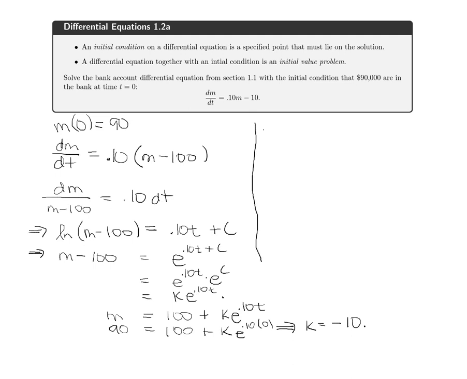So m equals 100 minus 10 times e to the 0.10 t. There is the solution of our initial value problem.